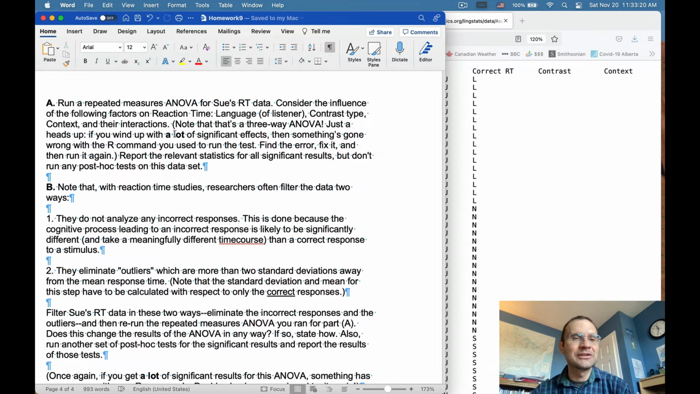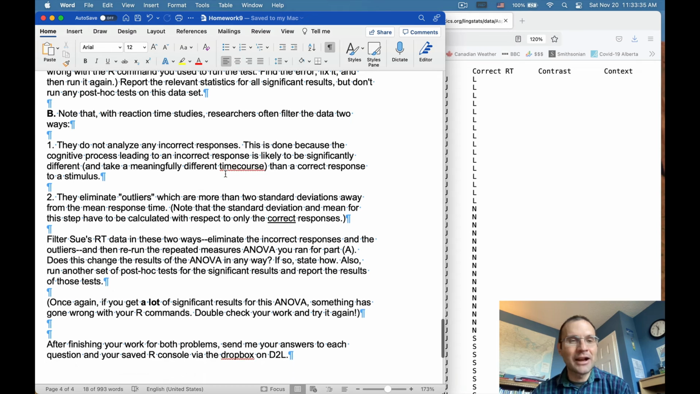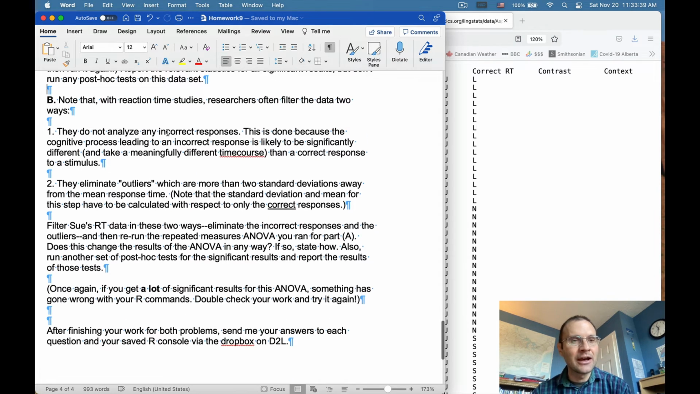The significant results you should get out of this should be relatively small and manageable. Once you find out what they are, report the relevant statistics for all the significant results, but don't run any post hoc tests yet on this data set, because what I want you to do is take another step, or actually two other steps, that researchers often do to filter their data with reaction time studies. So this is part B.